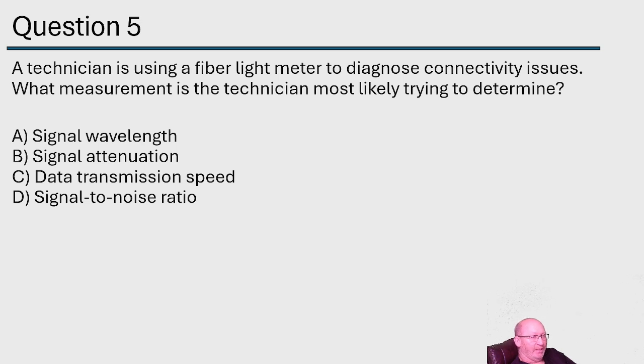All right, that's going to be between B and C then. B or C. I'll give you about 5 seconds to re-guess in case you got it wrong. Does a light meter do signal attenuation? Or does it do something else? Well, if you said signal attenuation, you'd be correct, right? It is primarily used to measure the amount of signal loss or attenuation in a fiber optic cable.